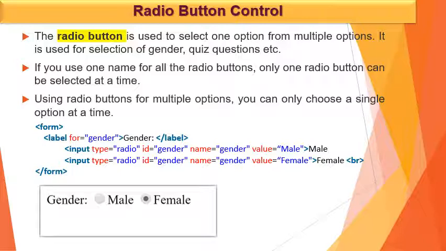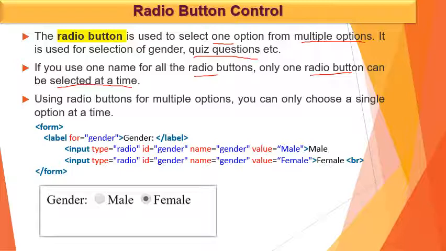It is used for selection of gender, quiz questions, etc. This is a very important control where we can use only one option from multiple options. For example, you can say male and female. This is the example we have given on the lower side. If we use one name for all the radio buttons, only one radio button can be selected at a time. So this is also very important.